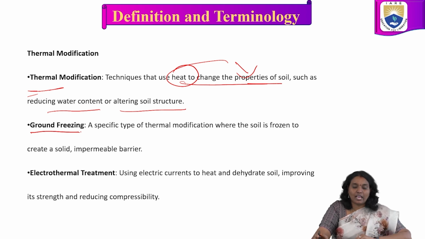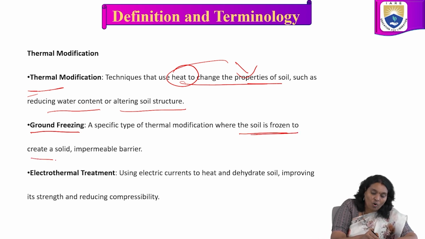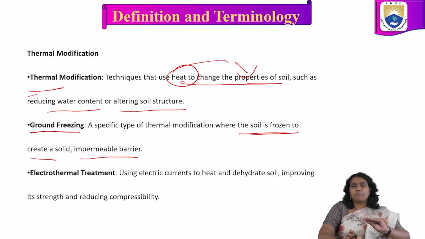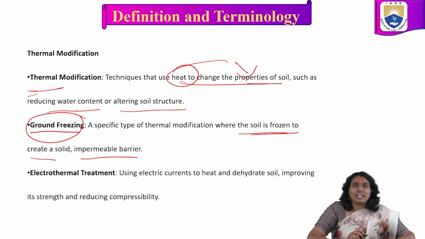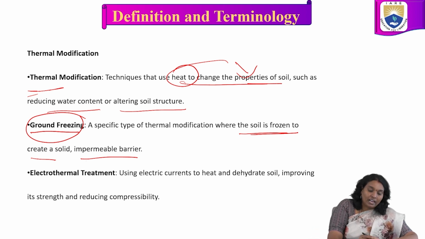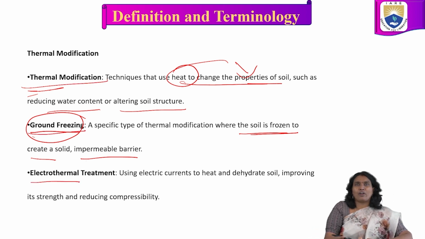Ground freezing. A specific type of thermal modification where the soil is frozen to create a solid impermeable barrier. It is an impermeable barrier, that is nothing but ground freezing. Electrothermal treatment. Using electric currents to heat and dehydrate soil, improving its strength and reducing compressibility. So electrothermal treatment, ground freezing and thermal modification.